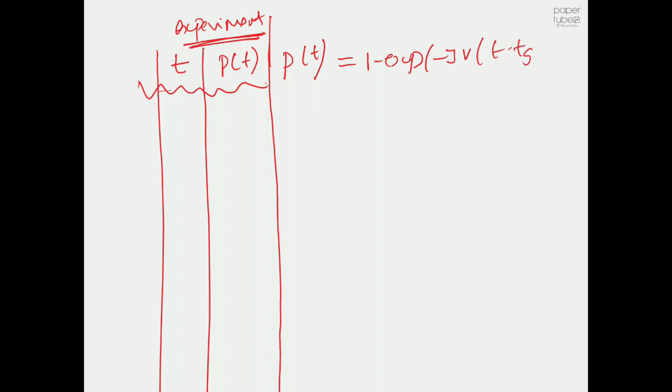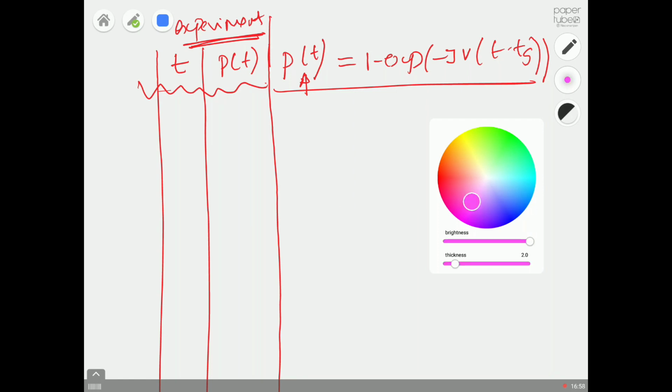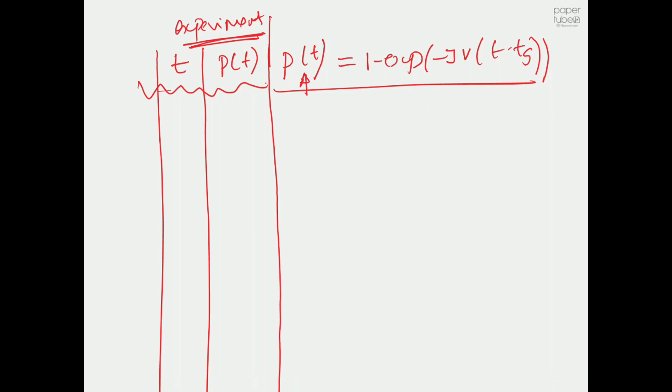T minus Tg. So all you need is to fit this P of t versus t. Let me change the color. So all we need to do is fit these two values. So we will get some graph if you plot this value t and P of t, you will get something like that. T expressed in minutes, P of t.